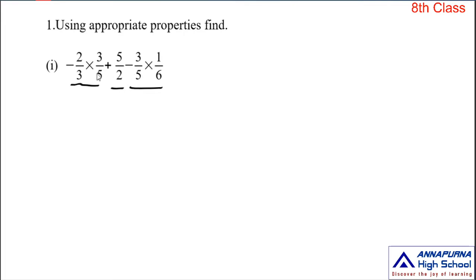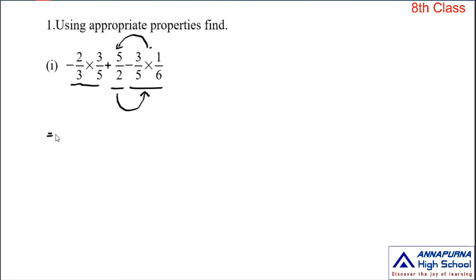So to arrange these two terms side by side, I interchange the second term and third term. I replace the second term by the third term and the third term by the second term. Which property did I apply here? The commutative property with respect to the addition operation. Why? Because I interchanged these two terms along with the sign. That's why I am applying the commutative property with respect to addition.